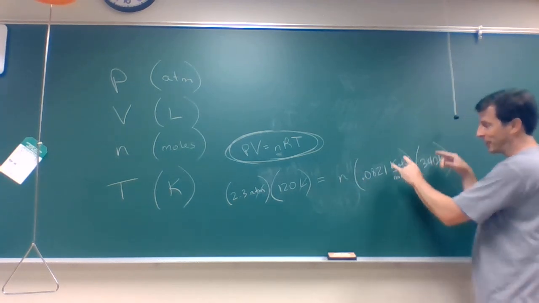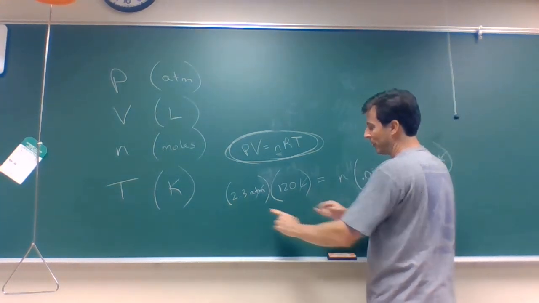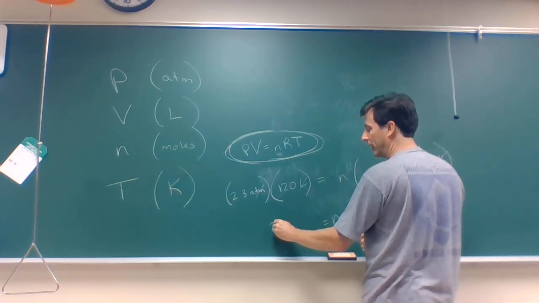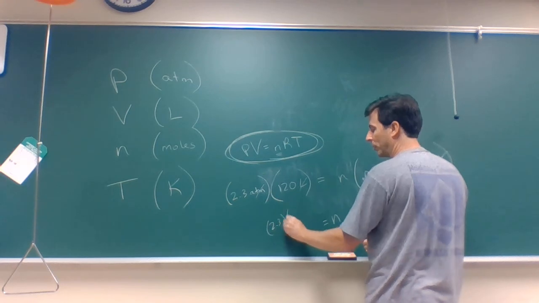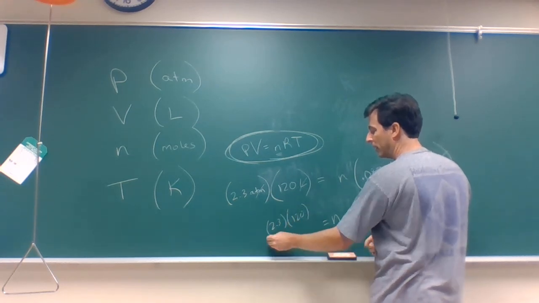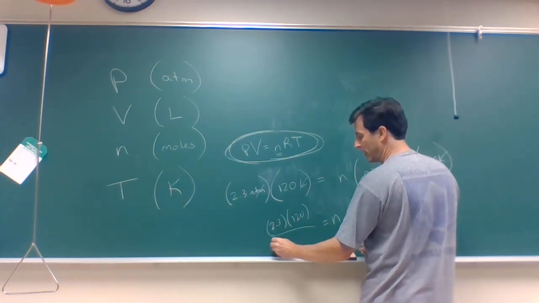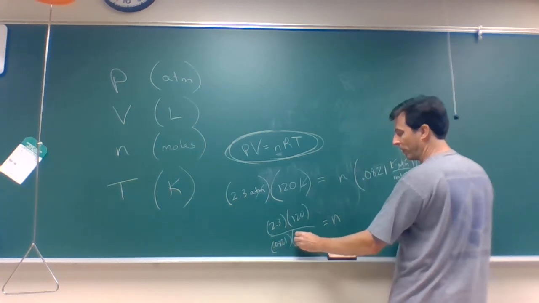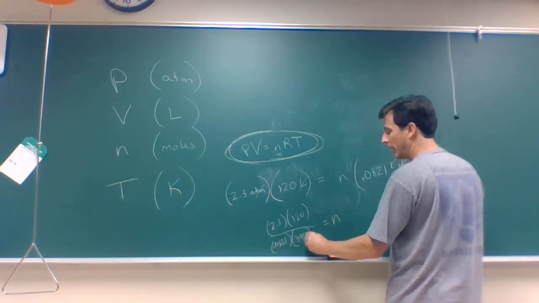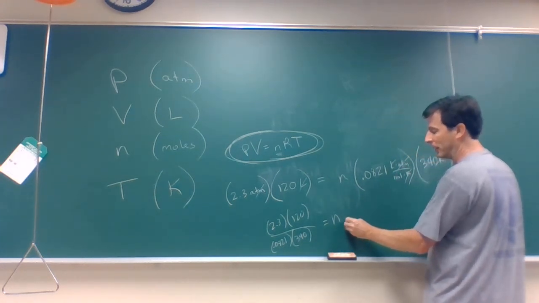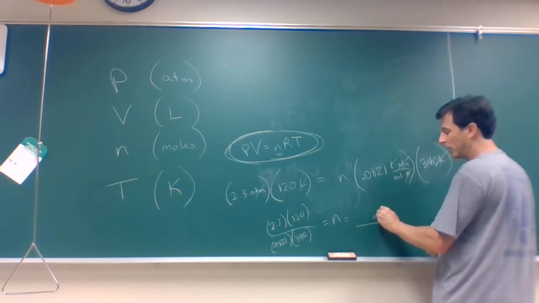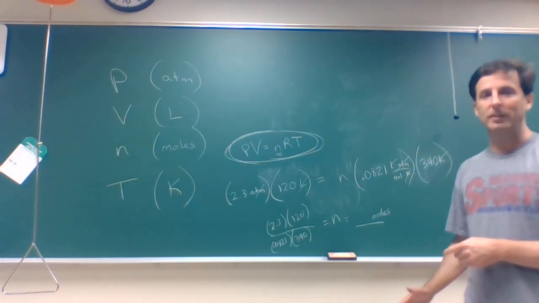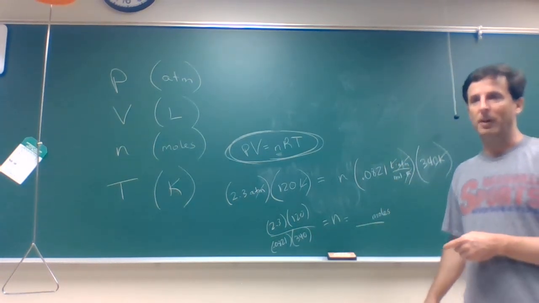All I have to do is just divide these two numbers over. So N is going to equal 2.3 times 120 over 0.0821 times 340. And then the units there are going to be moles. Okay. I don't actually have the answer here, but I think that's a pretty straightforward calculation. Hopefully you can finish that up yourself.